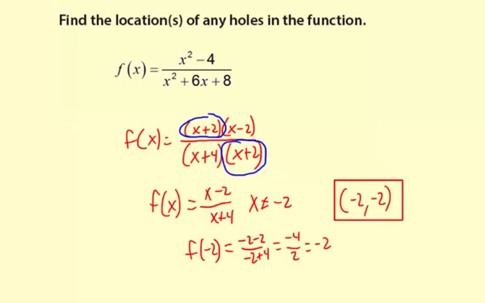Okay, so that's how you find the hole of a function. Factor it out, look for common factors, and then you find the value that makes that factor equal to 0. That value is going to be the x value for the hole. Then you simplify the function and input the value for the hole to get the output, and there you go. That's your hole location right there.